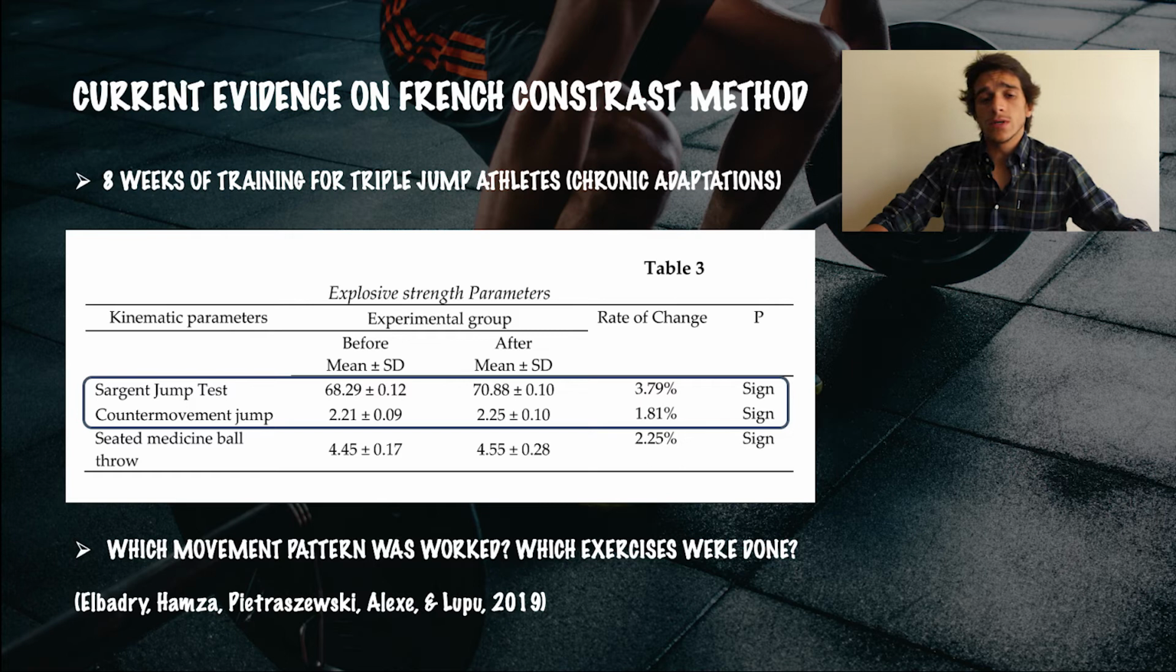The first one was a study by Baldry and colleagues from 2019, which explored the effects of the French contrast method on explosive strength of triple jump athletes after 8 weeks of training. So this is related to chronic adaptations. It is reported that not only explosive strength was improved, measured through CMJ and Sargent jumps, but also the kinematic parameters of the jump had changed. So this would be translated to increased performance in the sport, which could be very relevant to sports coaches.